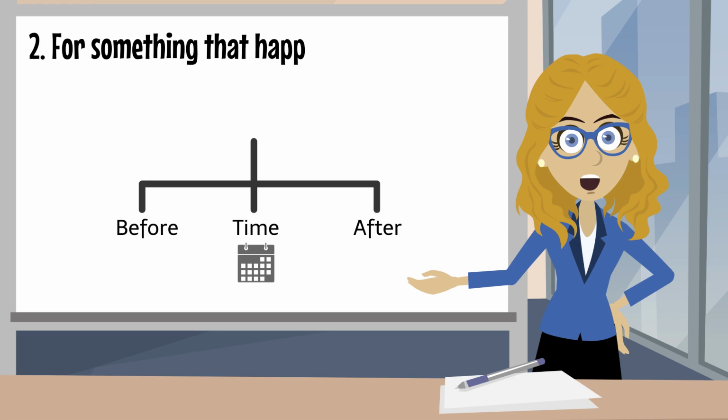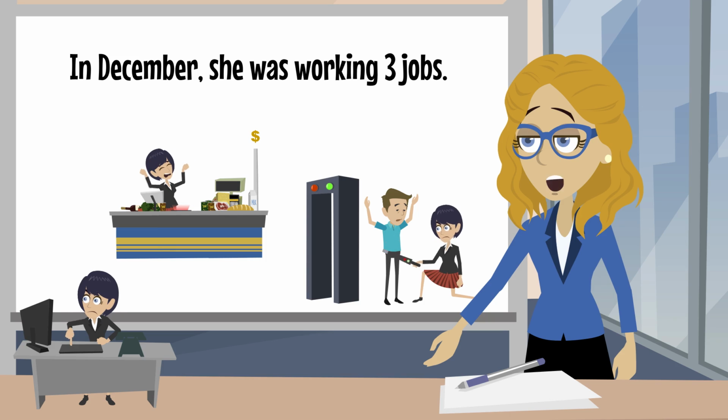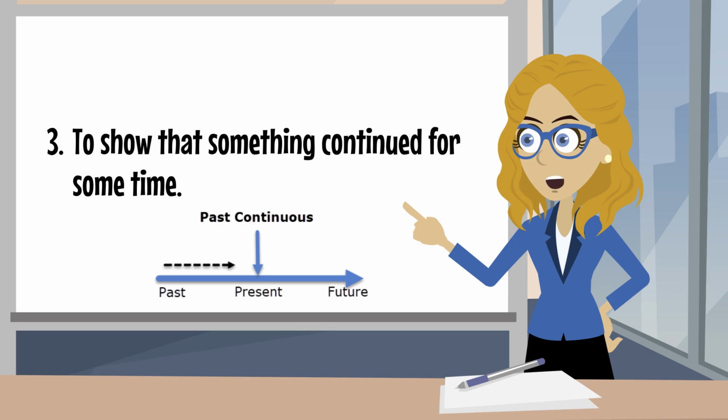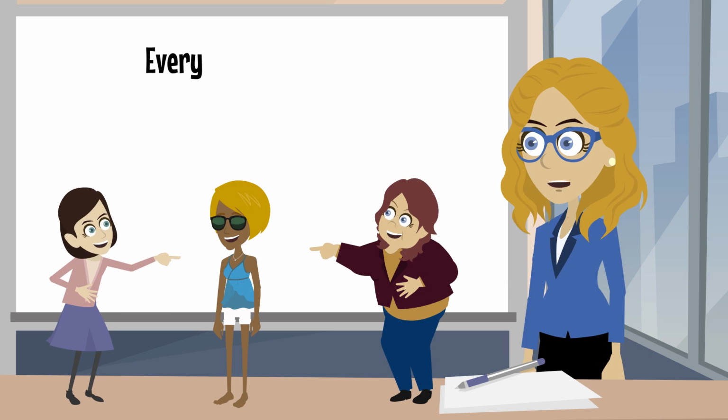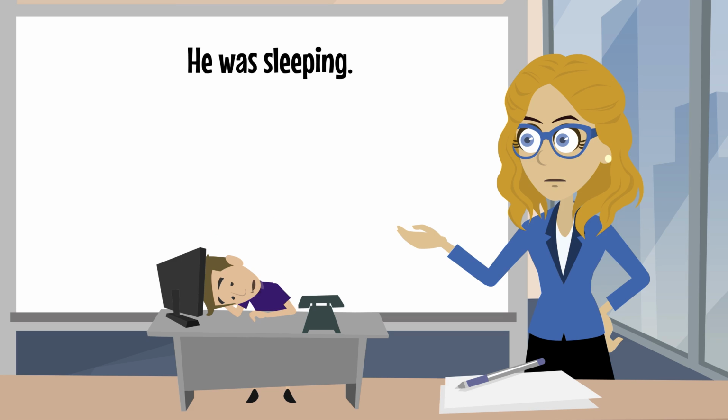2. For something that happened before and after a particular time. In December, she was working 3 jobs. 3. To show that something continued for some time. Everyone was laughing. He was sleeping.